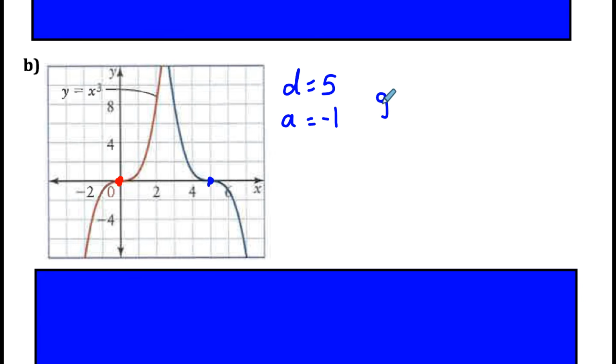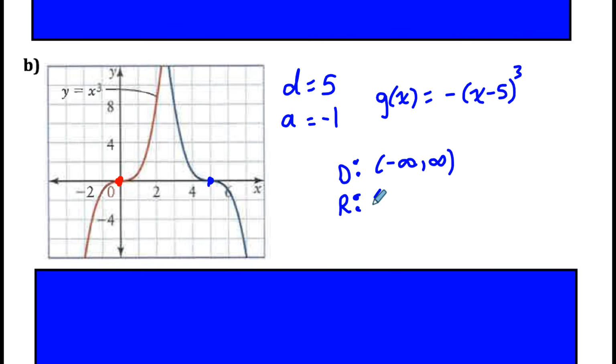So my transformed function, g at x, would equal negative. The a value has to go outside the base of the power. And the base of the power would be x minus 5. Don't forget to cube it because the parent function is x cubed. So there's my transformed function. It says domain and range. For odd degree power functions, there's no restrictions on either. So for both of these, we would just say -infinity to infinity. Okay, that's it for that lesson.